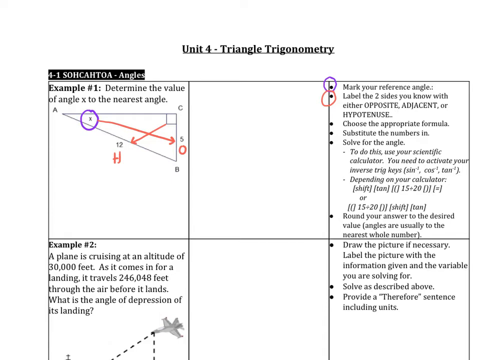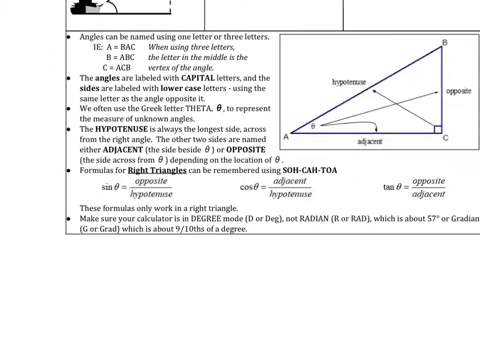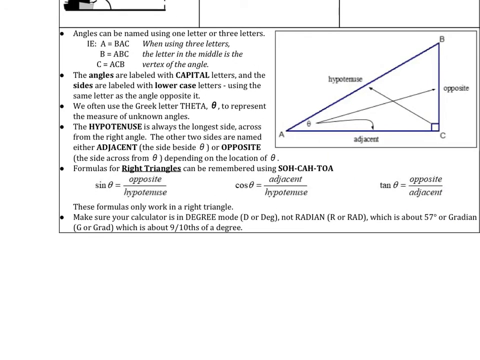So you will know two of these sides: the opposite, the adjacent, the hypotenuse. You'll know two of those three sides. So now, based on the two sides you know, you're going to choose the appropriate formula. So we know the opposite and the hypotenuse, so that means we're going to use this formula here. Sine theta equals opposite over hypotenuse.